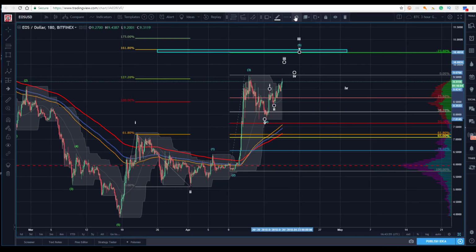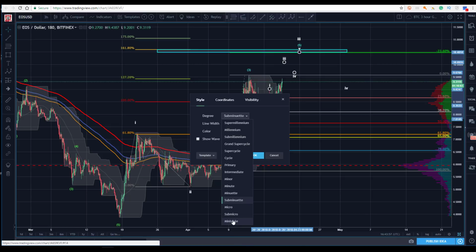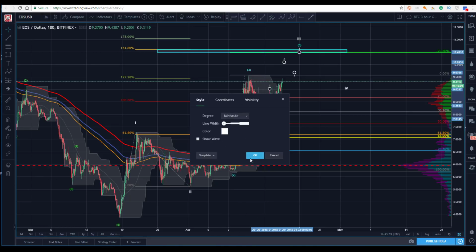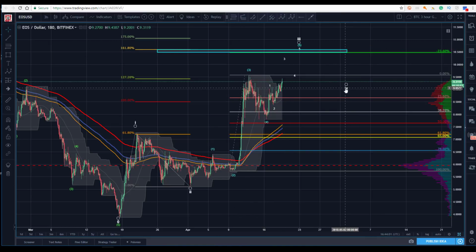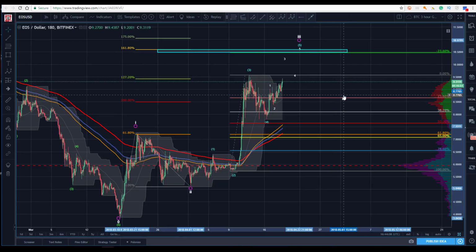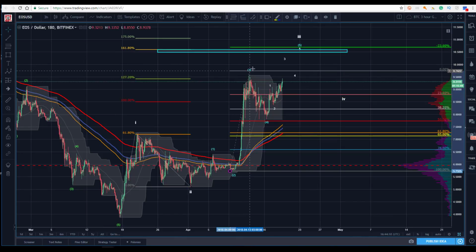So this would have to be a smaller degree, of course. So we go down to minuscule. So if this is what we see here, the next opportunity is not until we complete this. We get this 3rd in, and then we start the 3-wave retracement down to pick up the 4th. So looking at what that would look like.